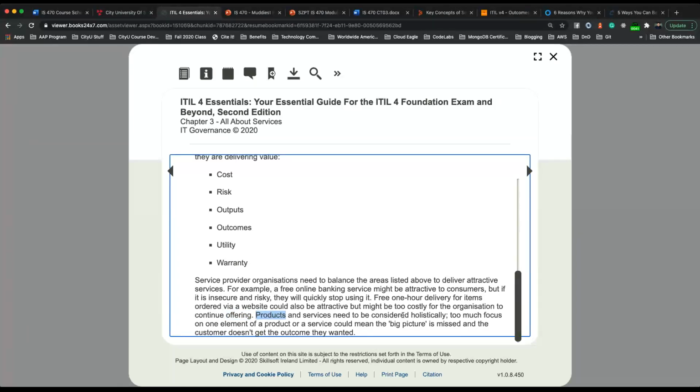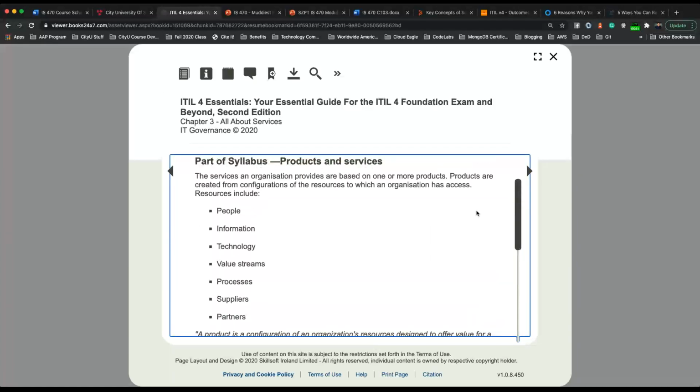Products and services need to be considered holistically, right? Look at it in a big view, right? Too much focus on one element is the opposite of holistically. So too much focus on one thing of a product or a service could mean the big picture is missed and the customer doesn't get the outcome they wanted. Okay?